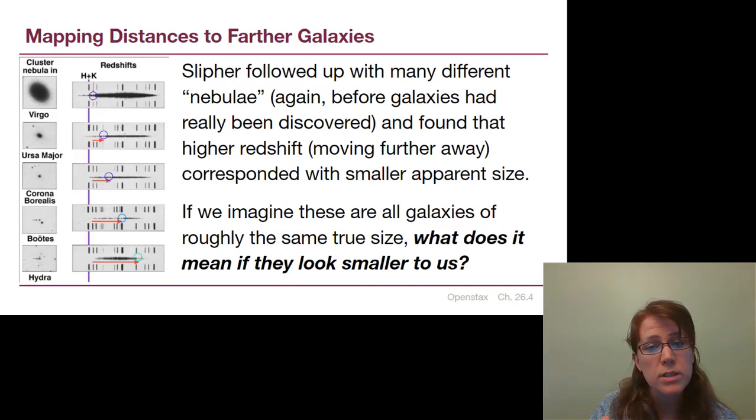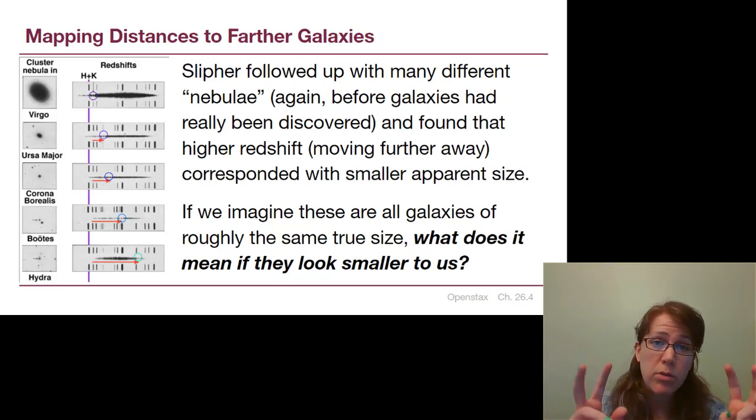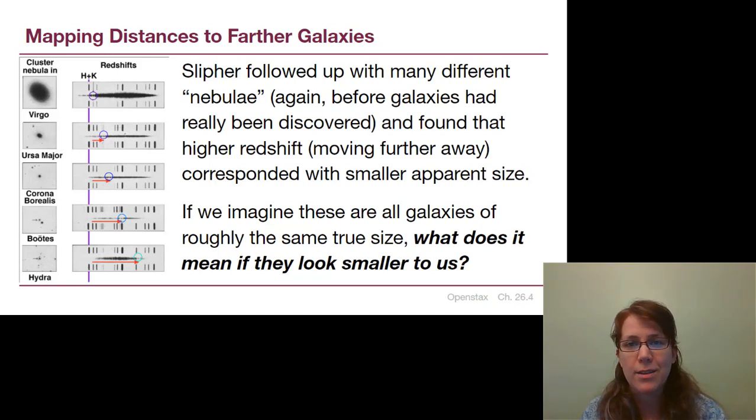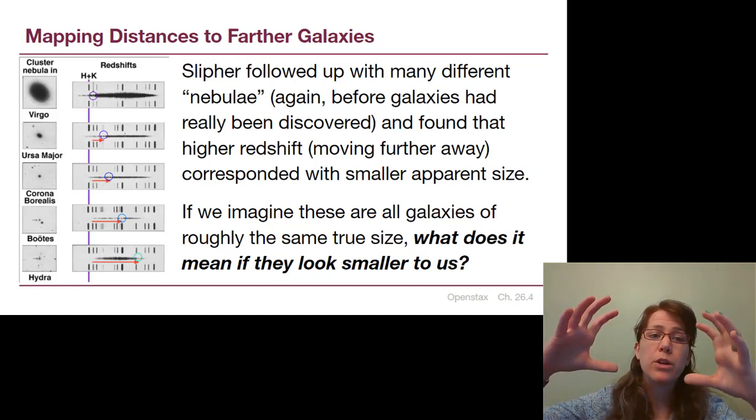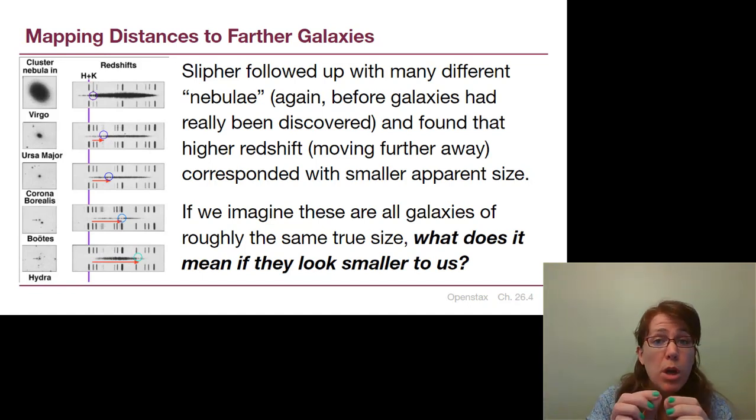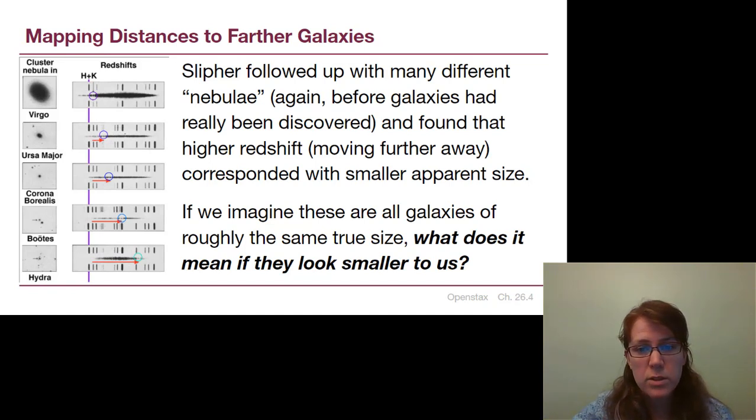The key thing is that Slipher followed up with a bunch of these spiral nebulae. Again, we didn't have distances yet. We're going back before that identification. And what he realized was that objects of this type, these spiral nebulae, which we know are galaxies, all of them, besides Andromeda, were all moving away from us. The ones that looked bigger were moving kind of slow. The ones that looked smaller were moving pretty fast.